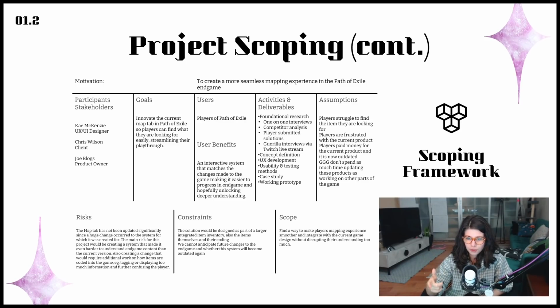I just want to mention a few of the assumptions that I made as part of the project scoping. Players struggle to find the item they're looking for in the map tab, and players are frustrated with that product, the map tab. Players paid money for the current product and it's now outdated. So the map tab is a microtransaction that is paid for in the store versus other elements of the game which are included in the base game, which is free. And there's also an assumption that GGG don't spend as much time updating all of the products, and instead they work on other parts of the game. Not sure that's something I can solve in the UX space though.